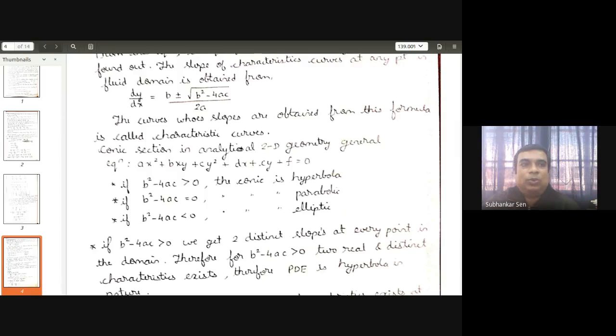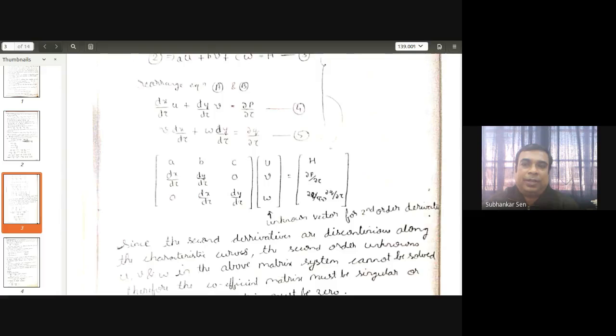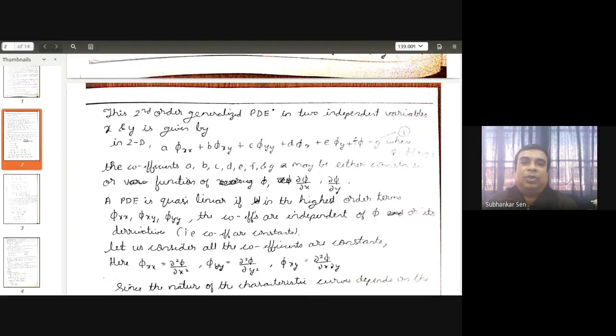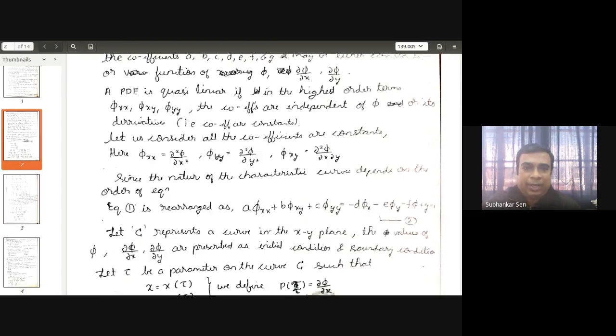Suppose in 10 plus 2, when we read the analytical geometry, we get the conic section equation. In case of a conic section equation, based on the discriminant, we define the nature of the curve, whether it is displaying hyperbolic, parabolic or elliptic behavior. Based on the magnitude of this b square minus 4ac term, we define it. This is the generic conic section equation. It is very similar to the equation which we are writing for the partial differential equation of order 2. So from here, we get a link.